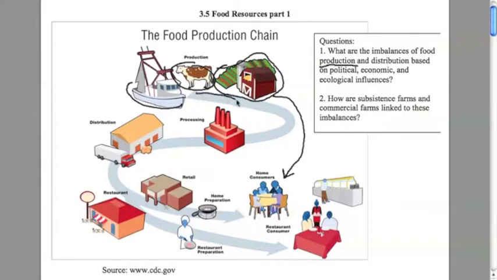So if you follow this line here, most of our food comes into some kind of production plant or processing plant. Distribution brings it to a grocery store or possibly a restaurant. Those types of places can provide food then that gets to you at home.